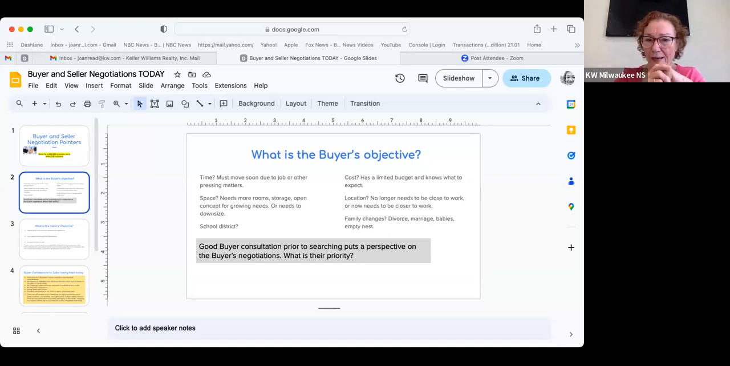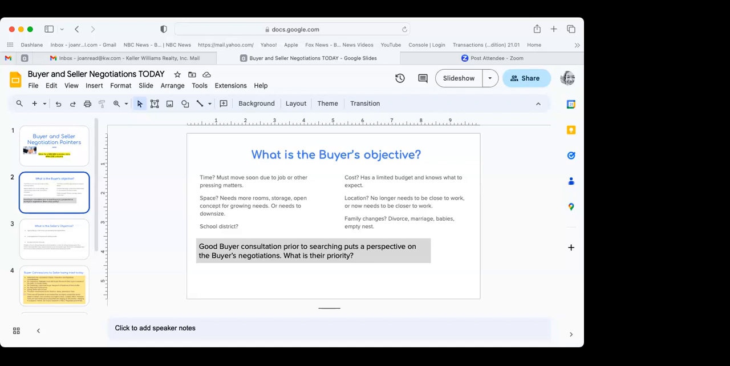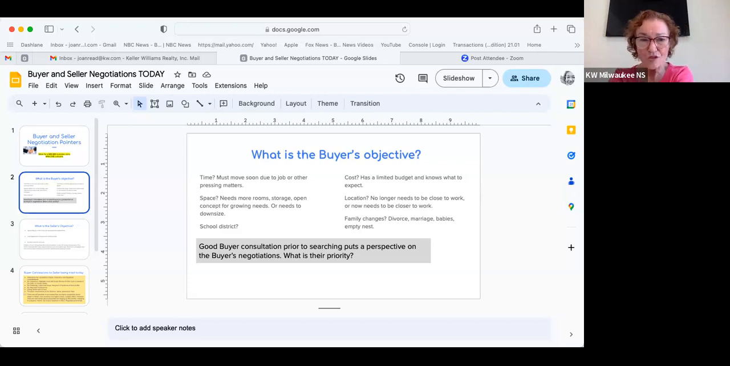So what is generally a buyer's objective? Time. They must move soon due to a job or other pressing matters. They usually don't have a lot of time, or they wouldn't have started the process to begin with. Space, they need more rooms. Do they need more storage? Or do they need to downsize? Make sure that you understand what exactly they want. Costs, know what their budget is, know what their pre-qualification is, but also what they really, really want to spend.